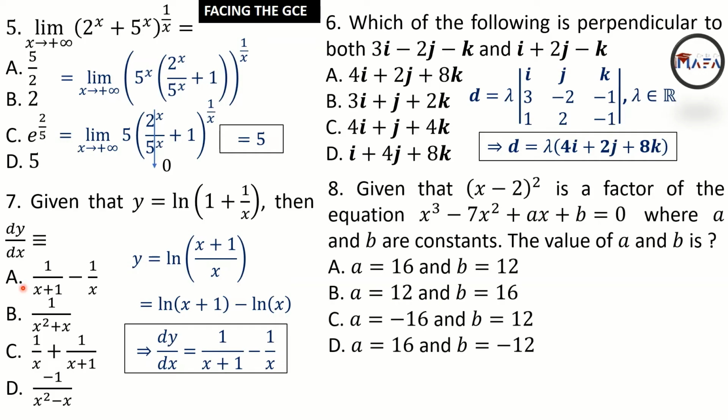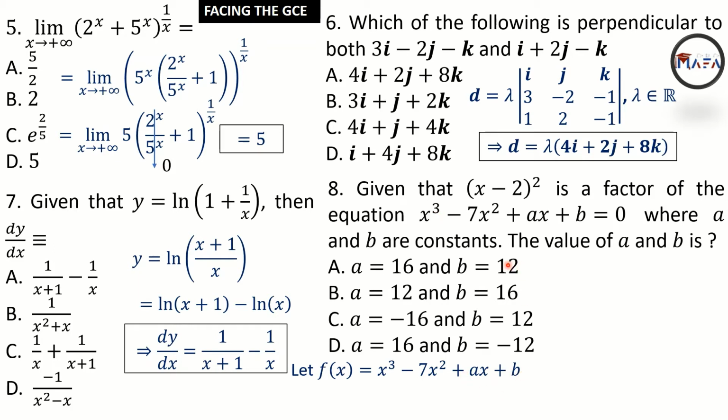Alright, so question 8, polynomial, which is specifically the factor and the remainder theorem. It reads, given that x minus 2 all squared is a factor of this, where a and b are constants, the value of a and b is. So first of all, we are going to see what it means for a certain function to be a factor of a certain polynomial. So let's let our polynomial be f of x equal to x cubed minus 7x squared plus ax plus b.